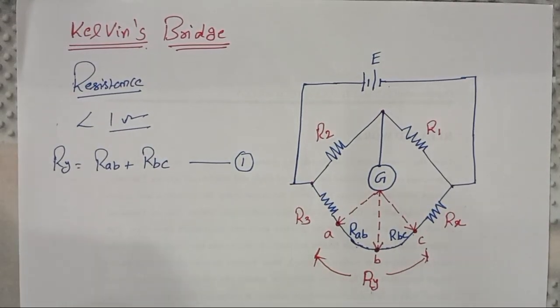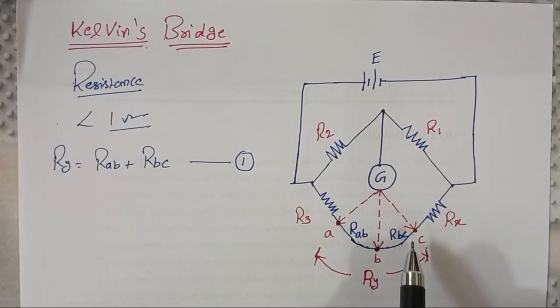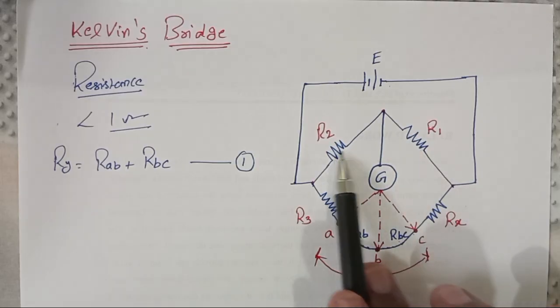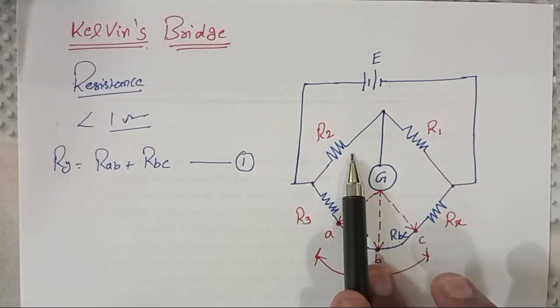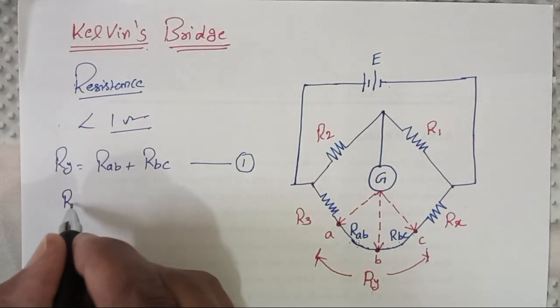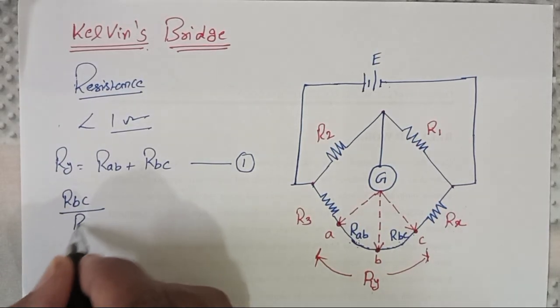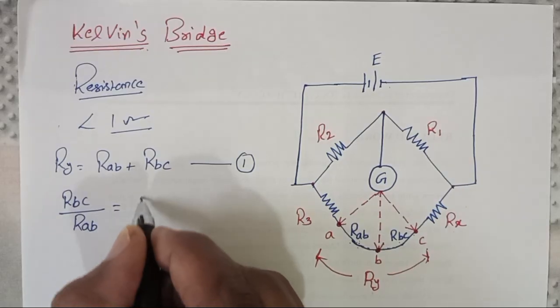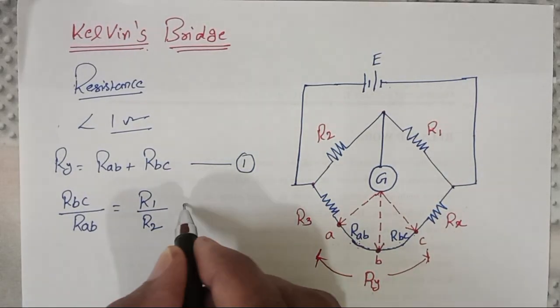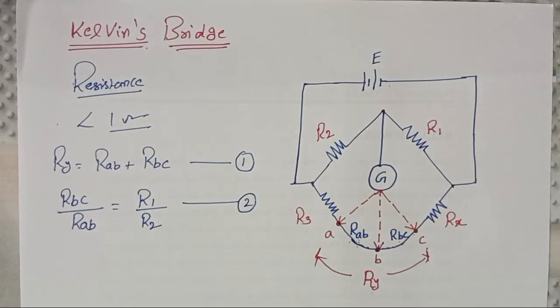Equation number 1. Now, in the same manner, the ratio of these two resistances is equal to the ratio of these two resistances. That means RBC by RAB equals R1 by R2. It is equation number 2.